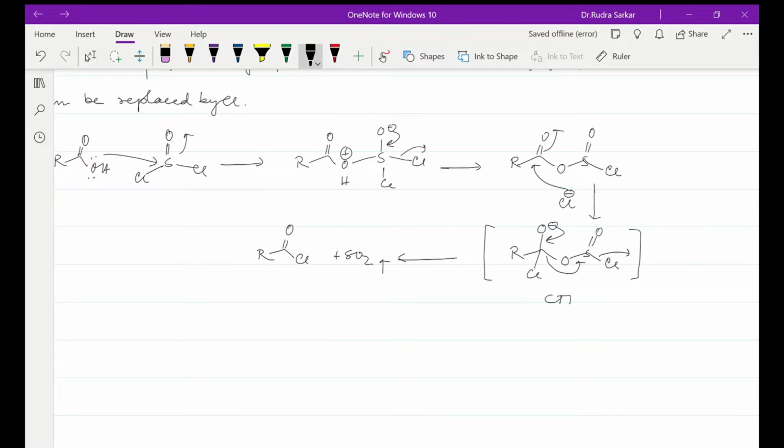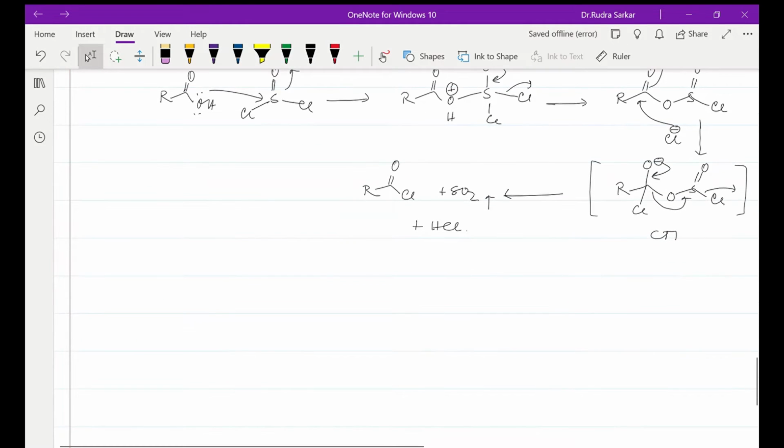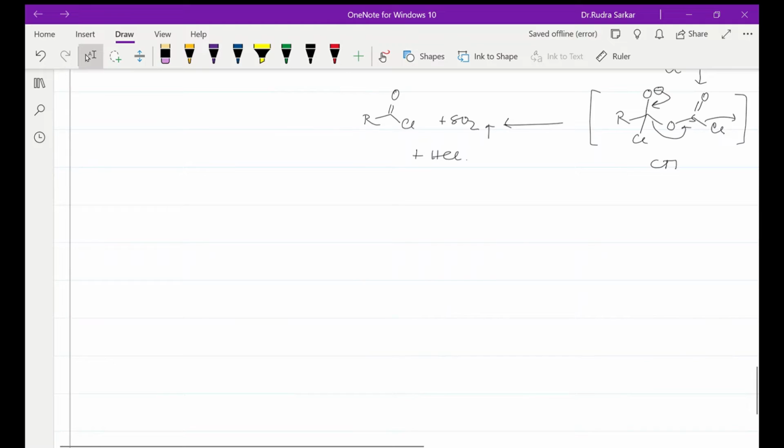SO2 as a gas is removed away under the reaction conditions, and so is HCl. So because the gas products are formed as the byproducts, so the reaction under the Le Chatelier principle is driven forward, and that is how we achieve the conversion of a acid to acid chloride.